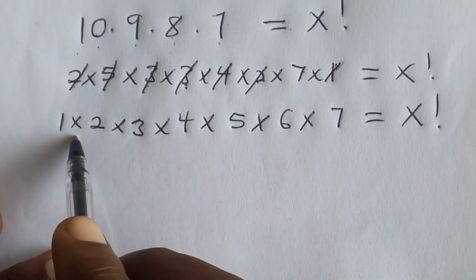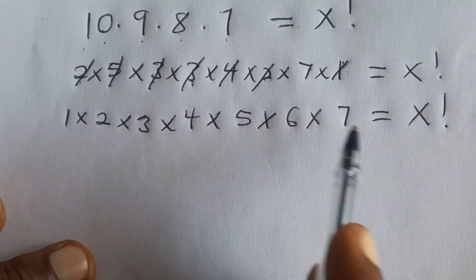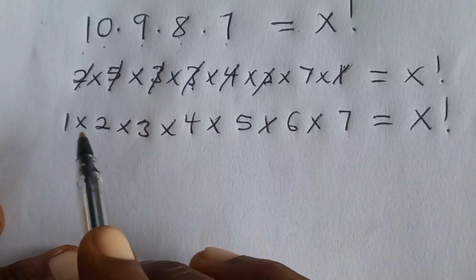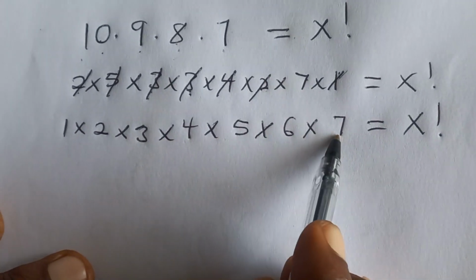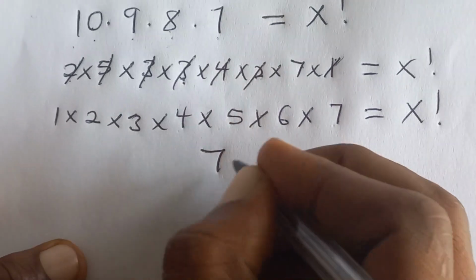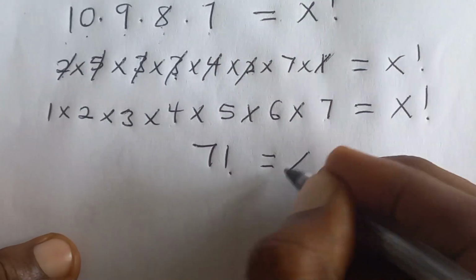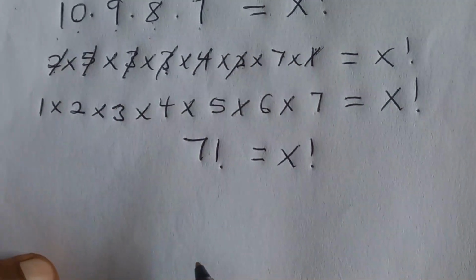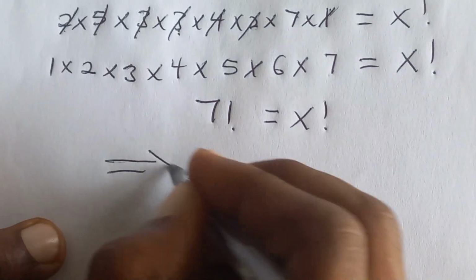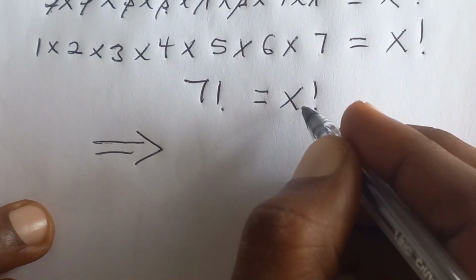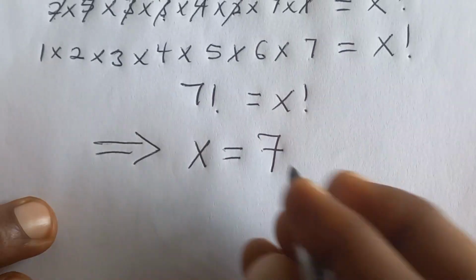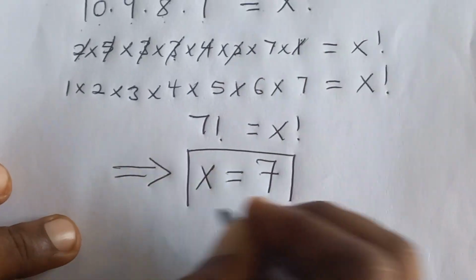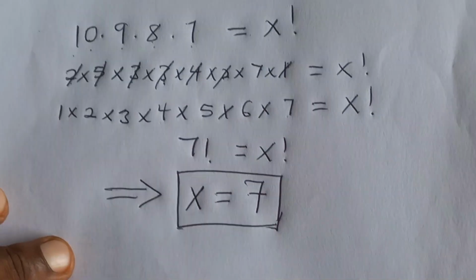Now, looking at this, you can see that this is the same as 7 factorial. 1 times 2 times 3 times 4 times 5 times 6 times 7 is 7 factorial, which is equal to x factorial. So we say that the value for x is 7. Okay, so this is how we need to solve this question.